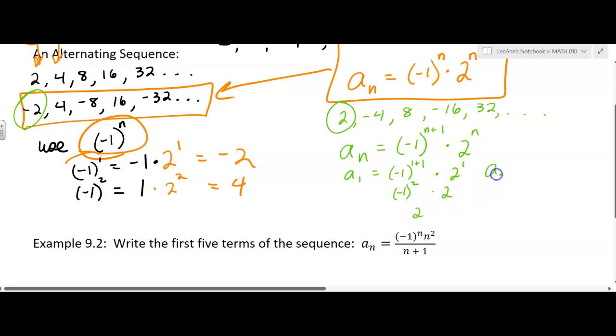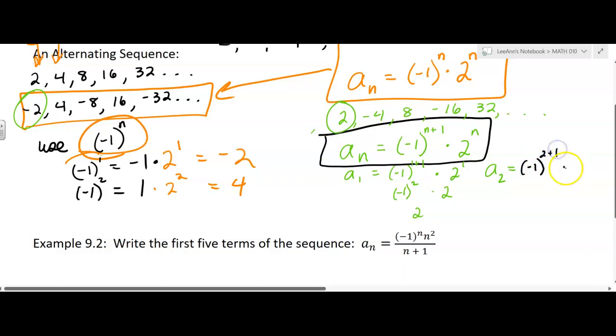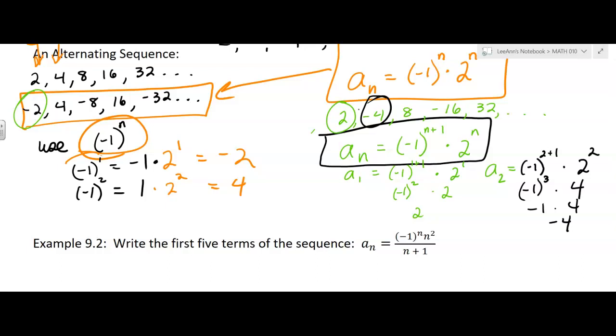And then if you did a sub 2, A sub 2 would be -1 to the 2 plus 1 times 2 to the second. And then that would give you -1 cubed times 4. And that's going to be a -1 times 4. And that'll get you your -4 like you want. See, that gets you the -4. So what it's going to do is it's still going to alternate positive, negative. It's all a matter of where you start.